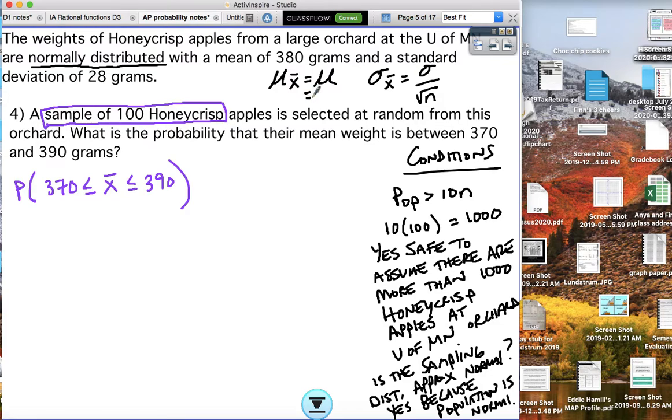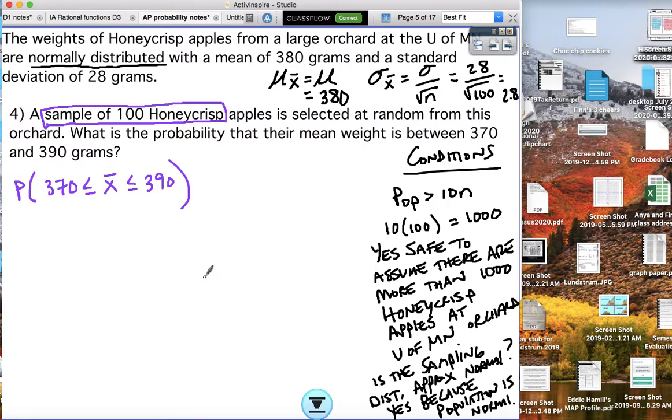So the mean of the sampling distribution will equal the population mean, which is 380. The standard deviation of the sampling distribution will be the population standard deviation, which is 28, divided by the square root of our sample size, which was 100. So our new standard deviation is going to be 28 divided by 10, 2.8.